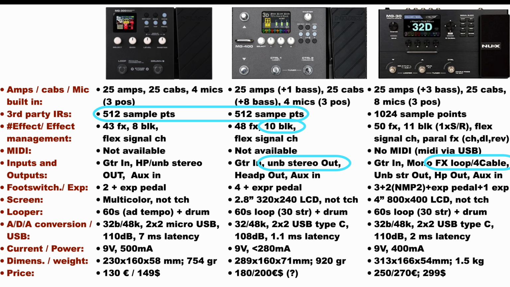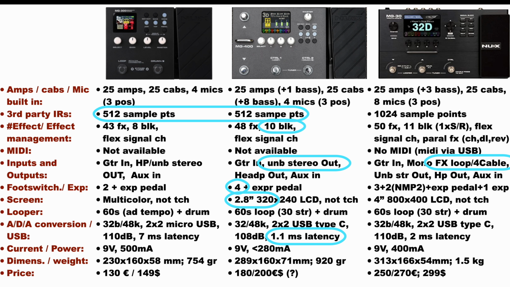The MG400 has two more foot switches compared to the MG300, which is a very nice addition in my opinion. Another big difference is in the screen, where the screen of the MG400 is much more user-friendly compared to the MG300, which is really small. Then I would mention the latency of the MG400, which is much better compared to the one of the MG300. 1.1 milliseconds is really a very good value.